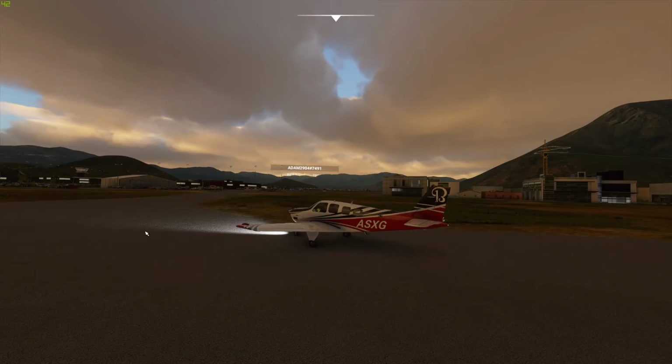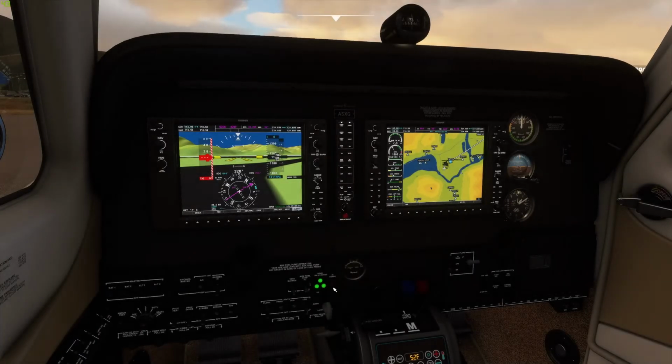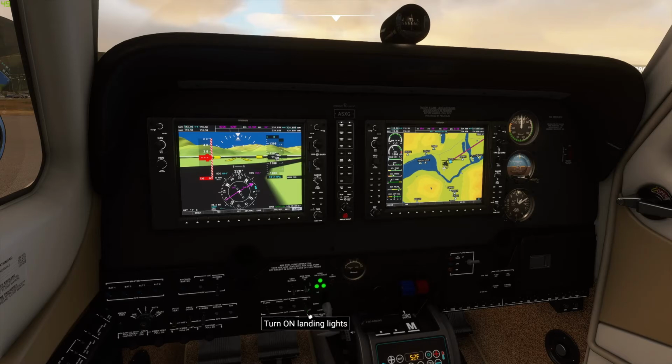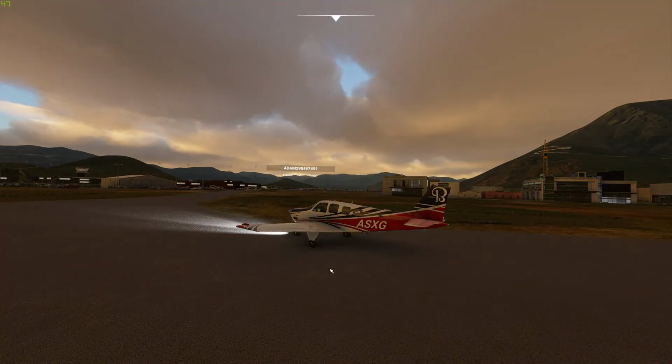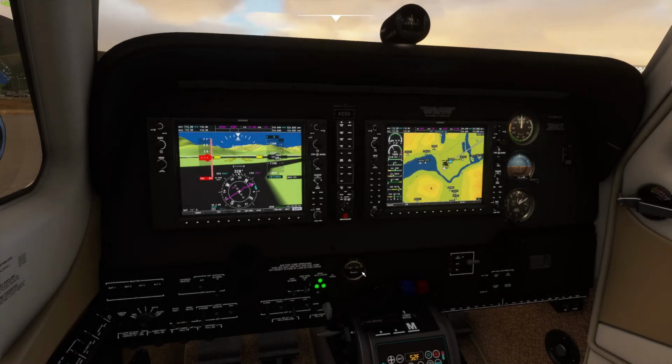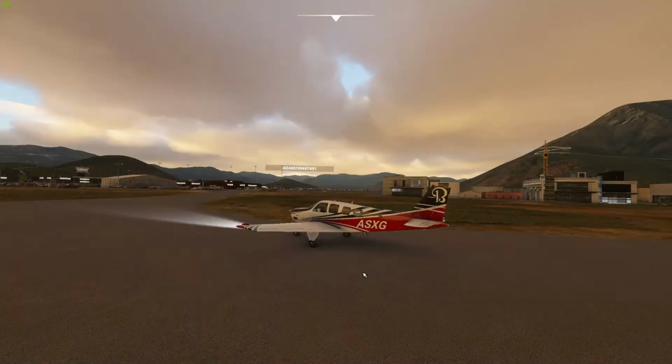So the taxi light tells people that you are going to start taxiing, and of course it illuminates the ground in low light conditions so you can see where you're going when you are taxiing. So that's pretty self-explanatory. Okay, the next one of course is the landing light, and this is basically just going to be a brighter version. I'll just turn the taxi light off so we can get a better idea about that.